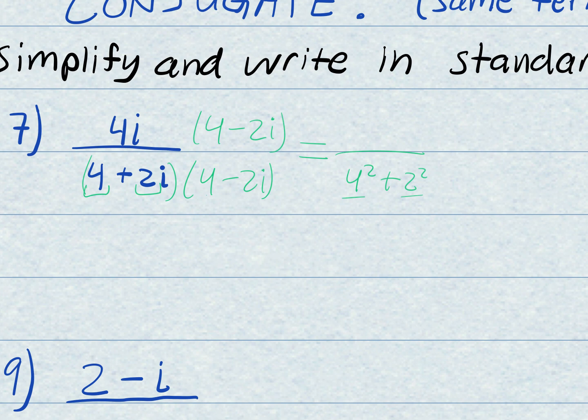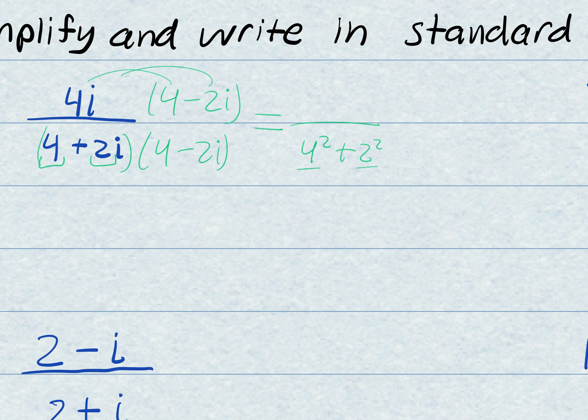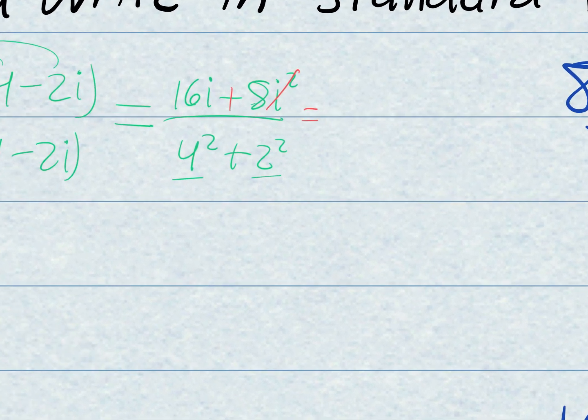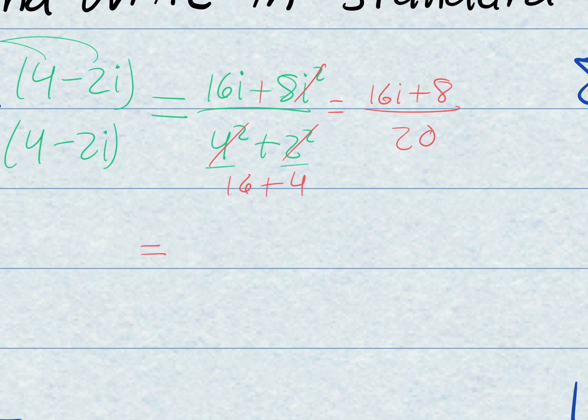All right, and then on the top, we can distribute this 4i, and we should get 4i times 4 is going to be 16i, and then 4i times negative 2i is going to be negative 8i squared. But again, anytime you see an i squared, just cross it out and replace the sign in front with its opposite. So we should get 16i plus 8 over 4 squared, which is 16, plus 2 squared, which is 4, and then 16 plus 4 is 20.